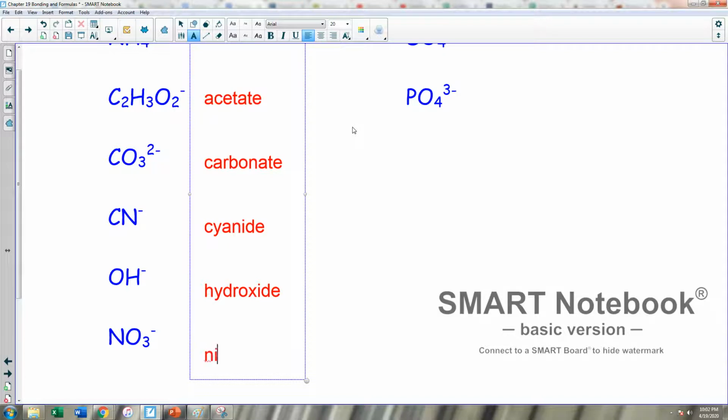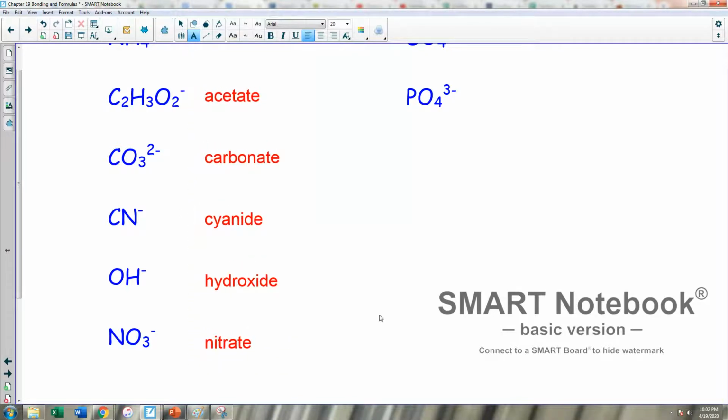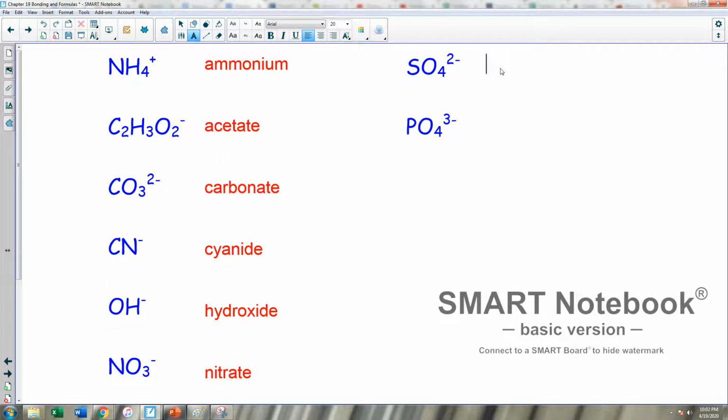NO3 minus 1 is nitrate, not nitride, which would just be an N by itself, but nitrate. So they line up here, and then two others here. There's this SO4 2 minus is sulfate, and PO4 3 minus is phosphate. So notice how these aren't the common "ide" ending that we're used to seeing.